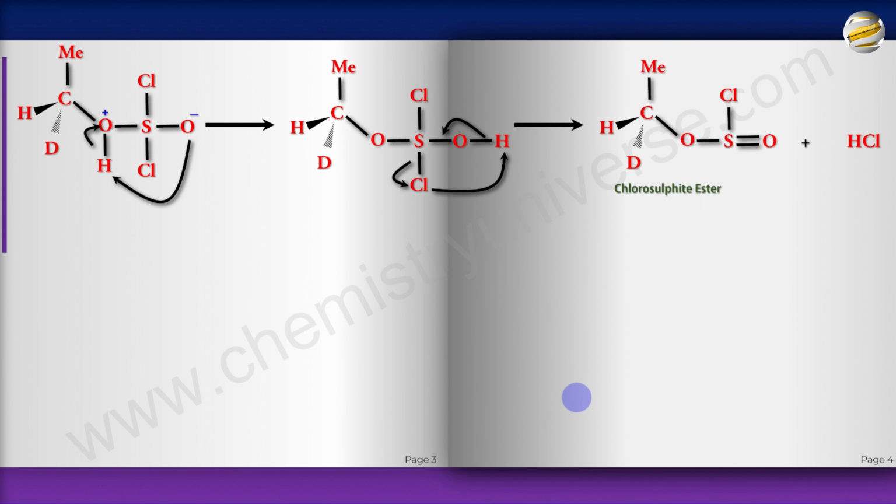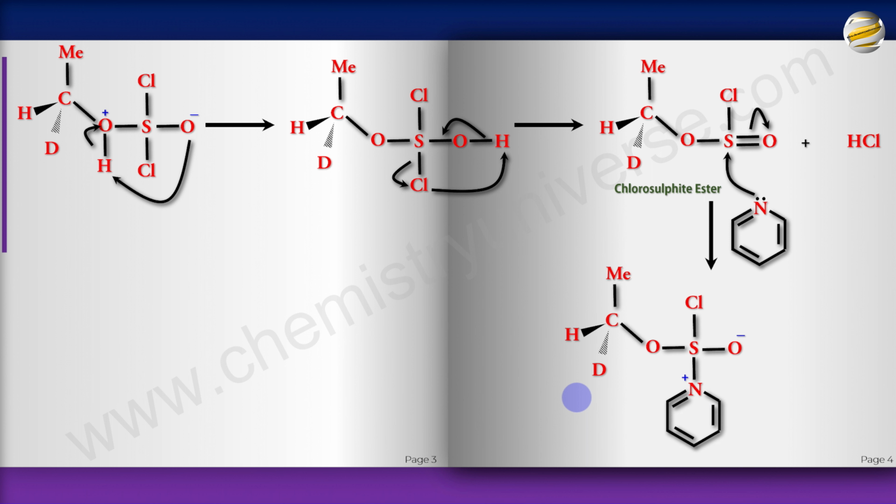Now comes the role of pyridine. The pyridine attacks the sulfur with its lone pair. And again makes the pi bond go to O, because remember, pi bond is the easiest to break. Now once this happens, the O minus comes back and the Cl leaves because it's a good leaving group. And you get this.